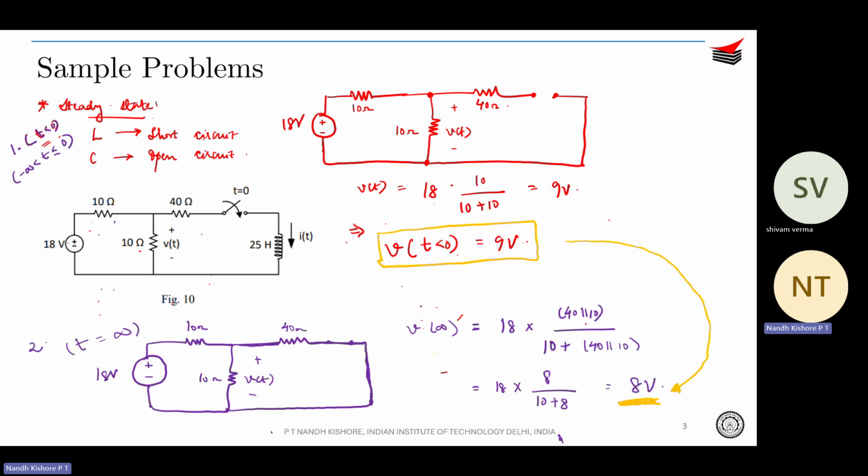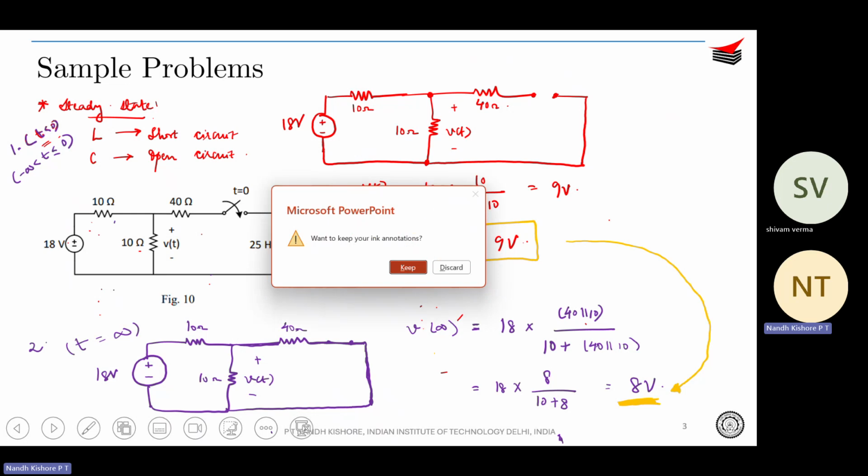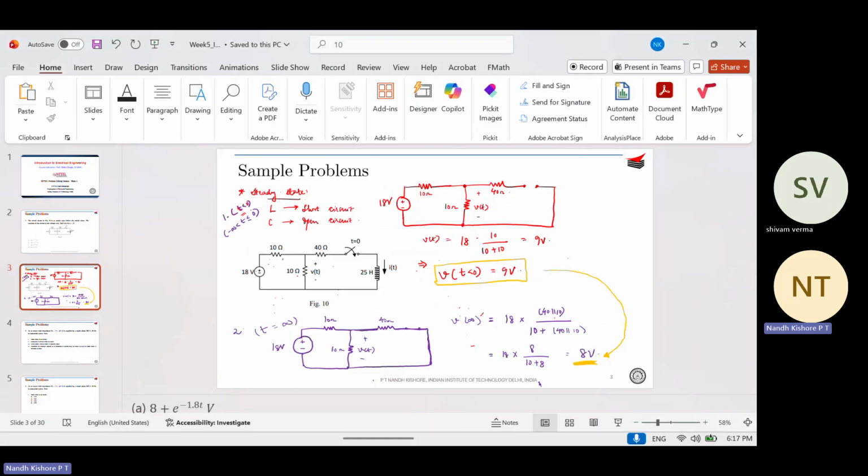Okay. This is the first hint. That is, we calculated the voltages across both the steady states. That is, before the switch is closed and after the switch is closed, we have calculated the voltages. All right. So let me take a new slide over here.